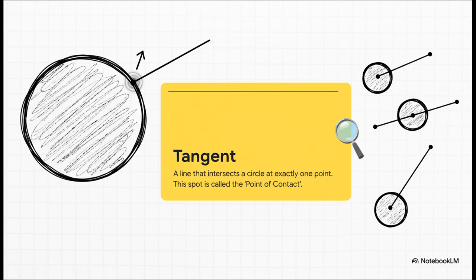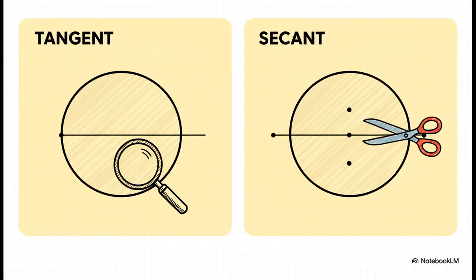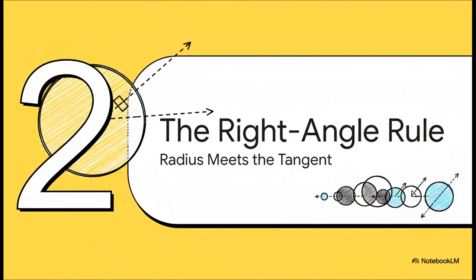That's the key. And here's a heads up, because this is a super common place to get tripped up, so let's clear it up right now. A tangent is not the same thing as a secant. Check out the difference. A tangent, over on the left, just gently touches the circle at one point. But a secant, on the right, slices right through it, hitting it at 2 different points. So 1 point, tangent. 2 points, secant. Got it? Awesome.